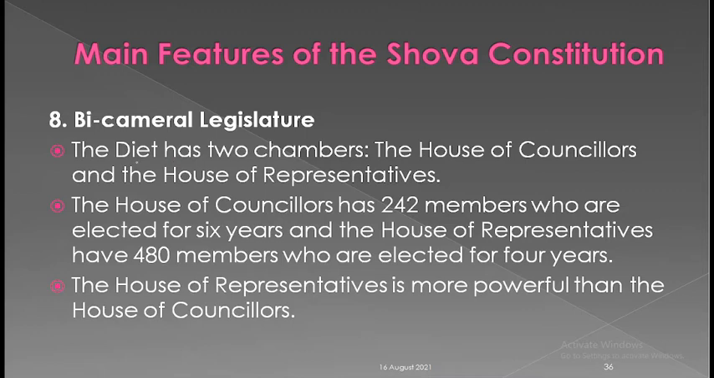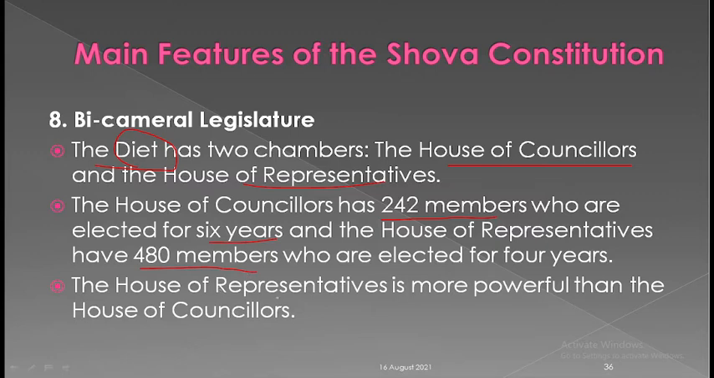Bicameral legislature. The Diet, or the parliament, has two chambers: the House of Councillors and the House of Representatives. The House of Councillors has 242 members who are elected for 6 years, and the House of Representatives has 480 members who are elected for 4 years.